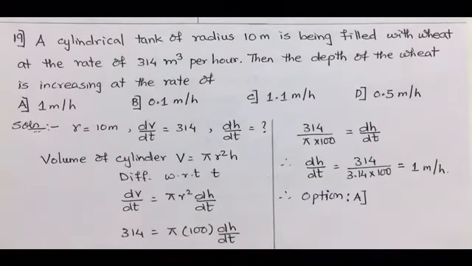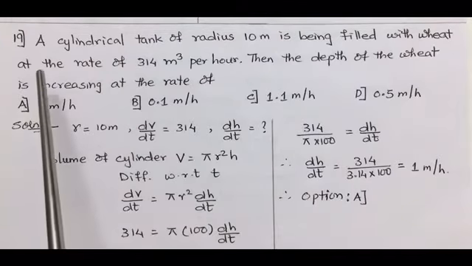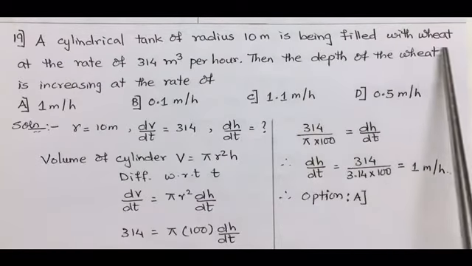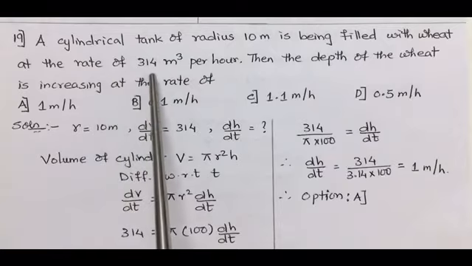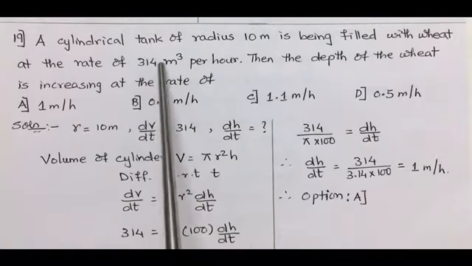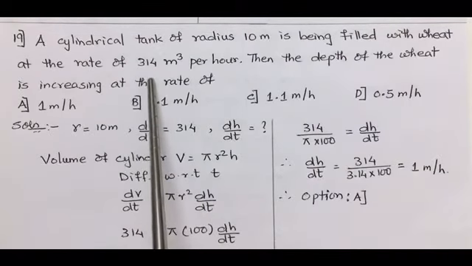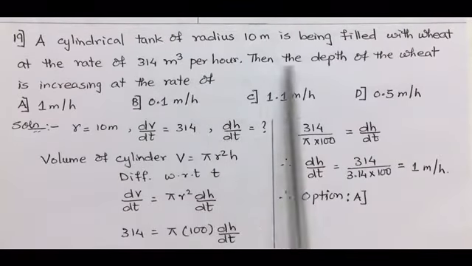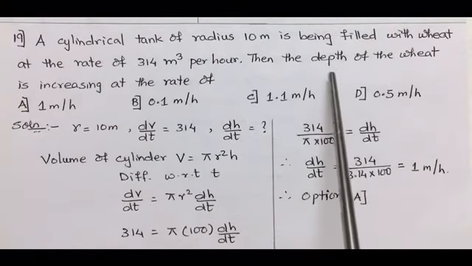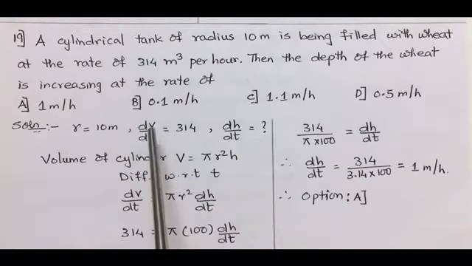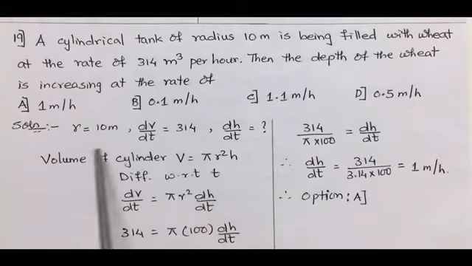19th one is MCQ. The question is, a cylindrical tank of radius 10 meter is being filled with wheat at the rate of 314 meter cube per hour. Now this is given as dV by dt. Then the depth of the wheat is increasing at the rate of, depth means the height, that is we have to calculate dH by dt. When dV by dt is given as 314 and the radius is 10 meters.